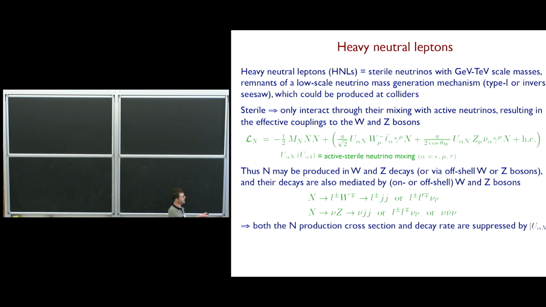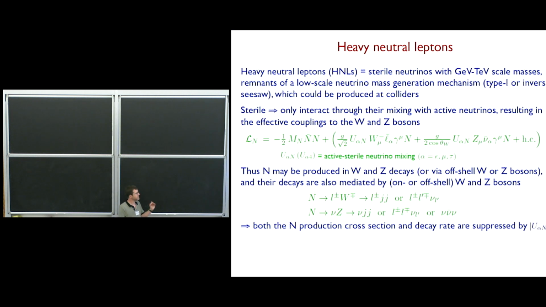Or it can decay leptonically, in which case you will get 2 opposite sign charged leptons plus a neutrino. If the decay goes through the Z boson, so N decays to nu Z, and Z can decay to jets, to charged leptons, or to neutrinos, which would be a completely invisible decay of the heavy neutral lepton.